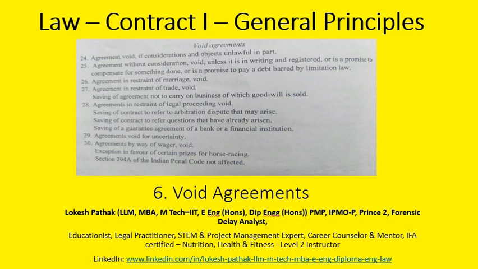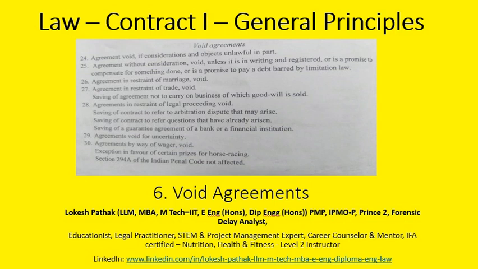Section 29 says an agreement is void for uncertainty. If the meaning of the agreement is not clear, the agreement is uncertain and it will be void. Section 30 says that an agreement by way of wager is void. Here we cover all the wagering agreements which depend on any bet. Such agreements will be void.